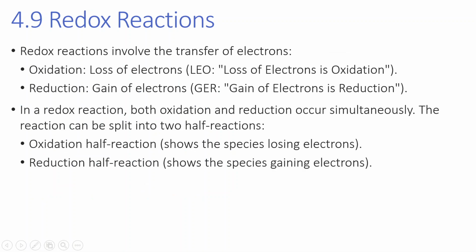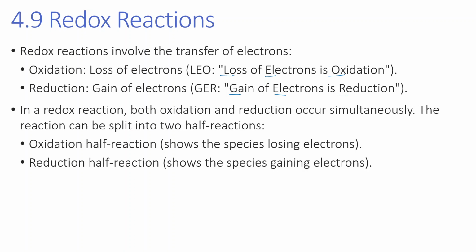So redox reactions involve the transfer of electrons. Oxidation is the loss of electrons. One of the things you can remember is Leo goes Ger. Leo means lose electrons oxidation, and Ger means gain electrons reduction. So Leo goes Ger. That will help you remember what oxidation and reduction mean.